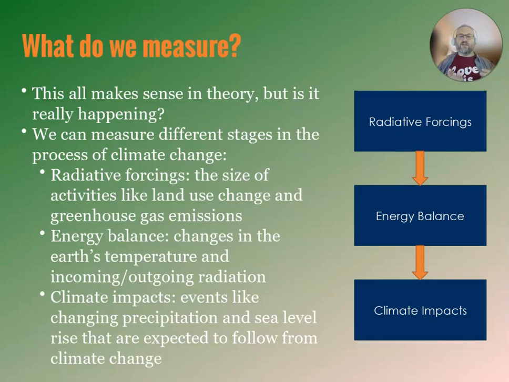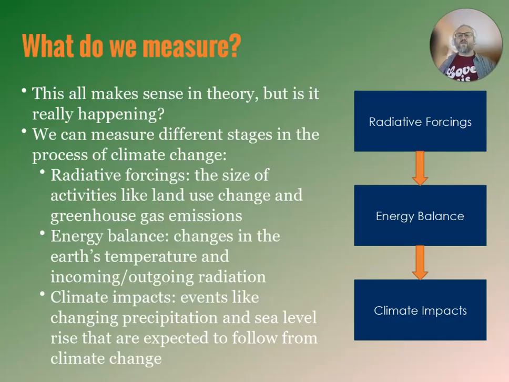So we can measure radiative forcings. If you recall our last lesson, we're looking at that chart at the end of how much impact different factors would have on change in the climate. So we're looking at things like land use change that alters the Earth's albedo and greenhouse gas emissions that enhance the greenhouse effect, right? So these are kind of the causes of climate change. We can measure the scale of these radiative forcings. Then we can measure changes in the Earth's energy balance. So we can measure the Earth's temperature and the incoming and outgoing radiation that the Earth is experiencing.